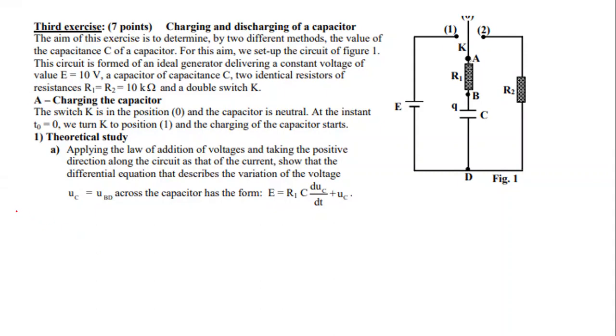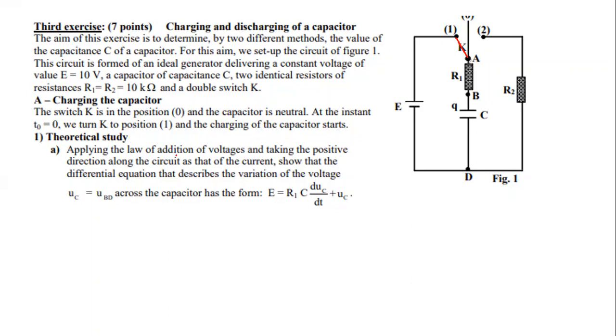Session 2013, number 2. The aim of this exercise is to determine, by two different methods, the value of the capacitance C of a capacitor. For this aim, we have this setup where R1 equals R2 equals 10 kilo ohm, and E equals 10 volt. Charging the capacitor: we'll do the position now, the switch is at position 1.